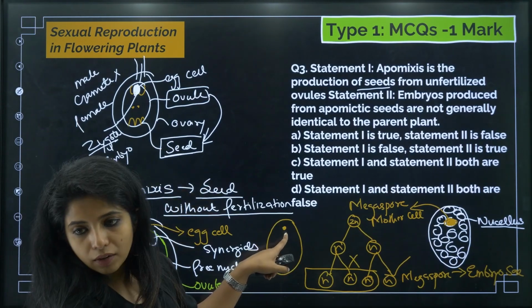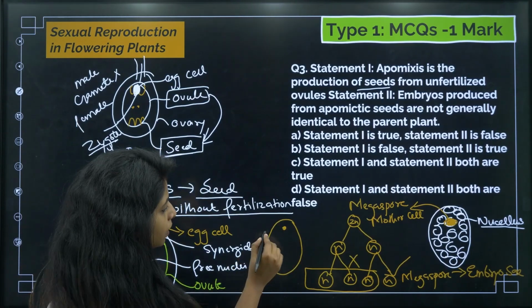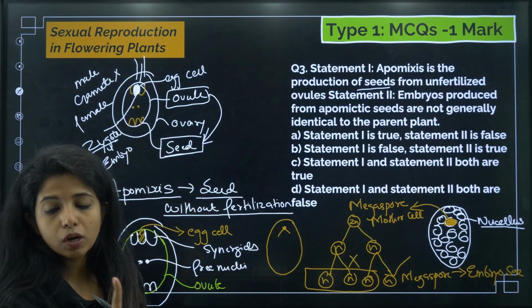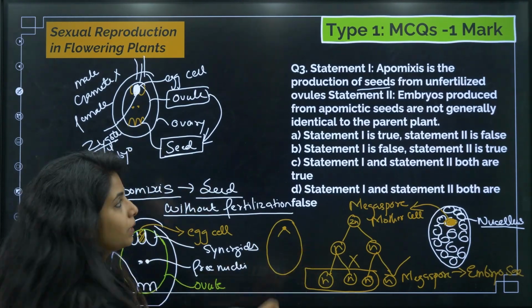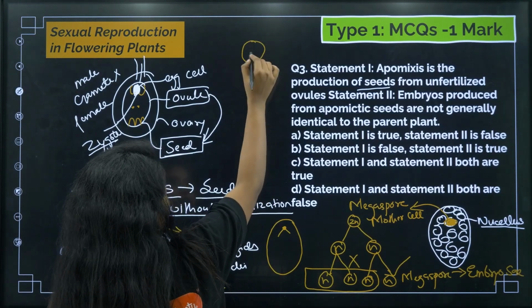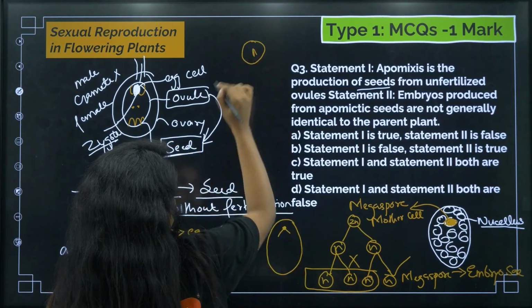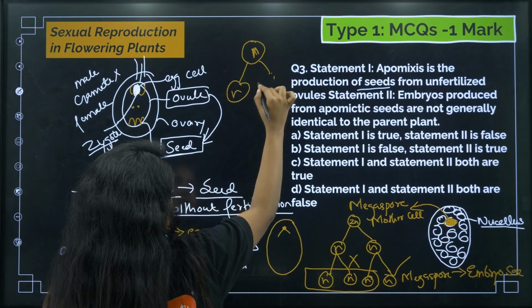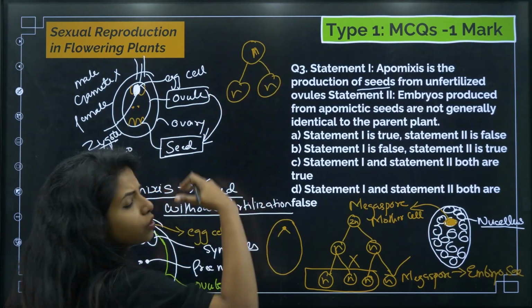This embryo sac with just one nucleus will now divide itself with the help of mitosis. Mitosis is different, meiosis is different. Mitosis is basically when you have a cell with, for example, n number of chromosomes. When I divide, I'll still get n. This is known as mitosis, where I just want to divide into 2.